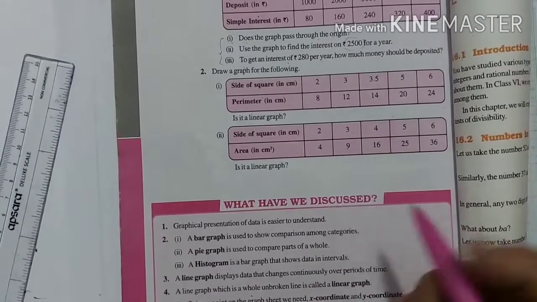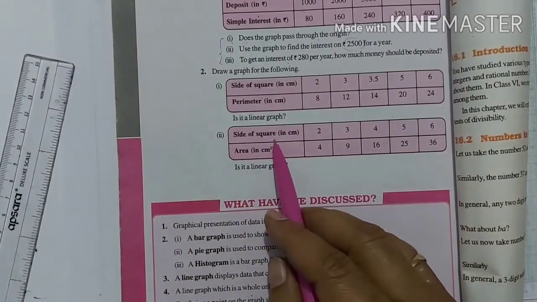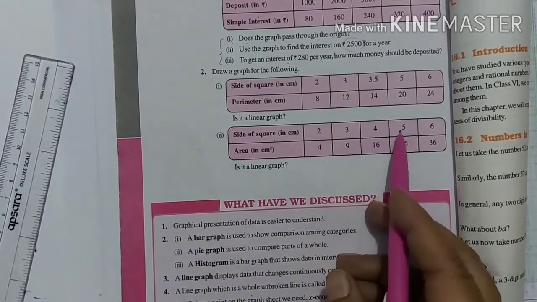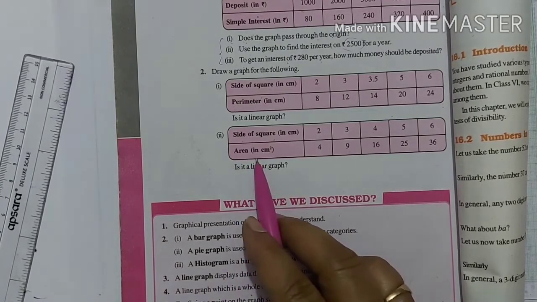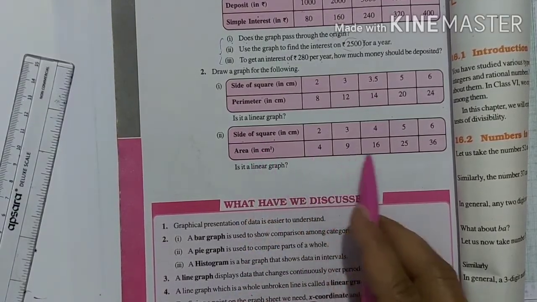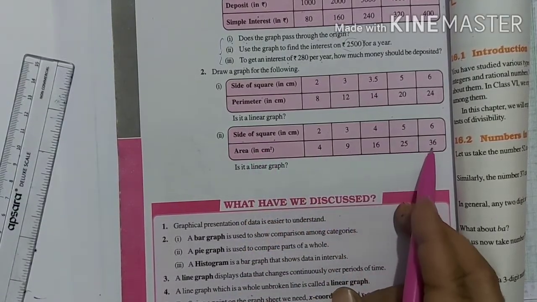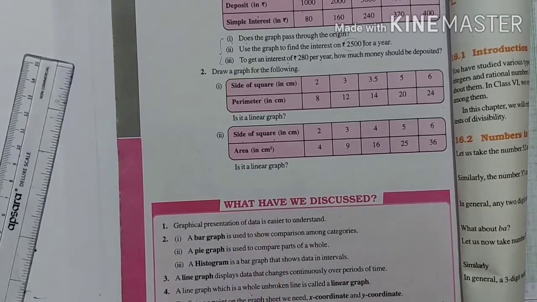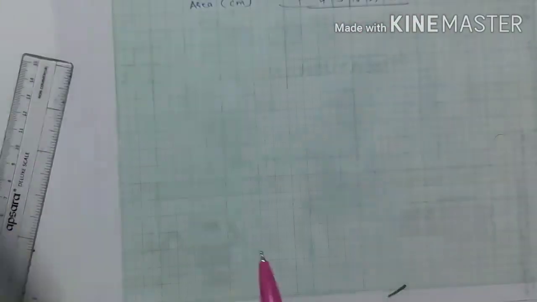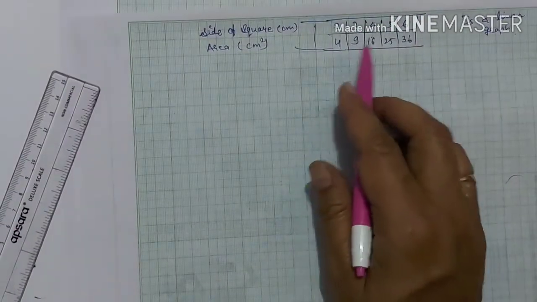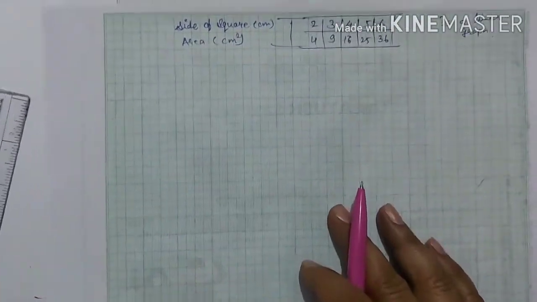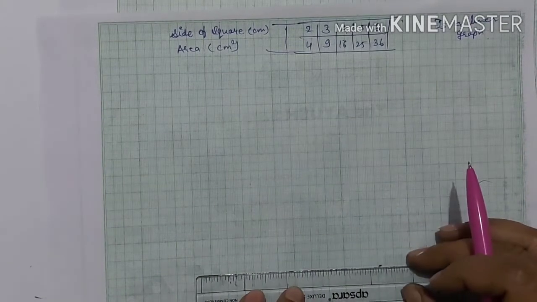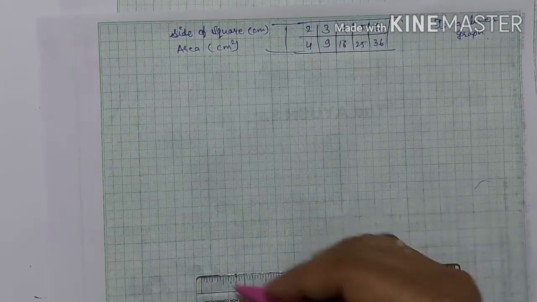The next question: the side of the square is 2, 3, 4, 5, 6, and the area of the square is 4, 9, 16, 25 and 36. Again we will be asked whether it is a linear graph. So first we draw a graph. Okay, now we write the readings and draw the graph.